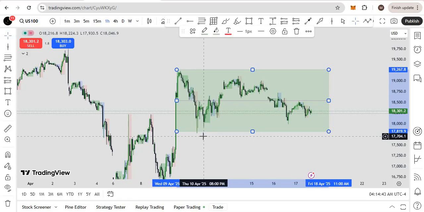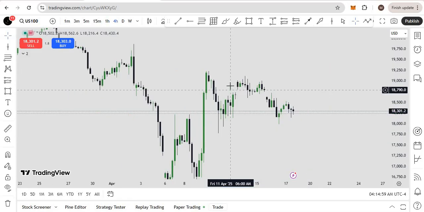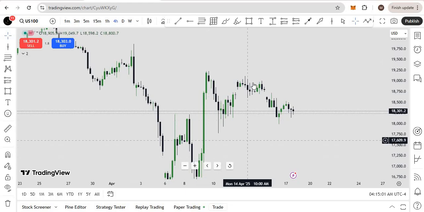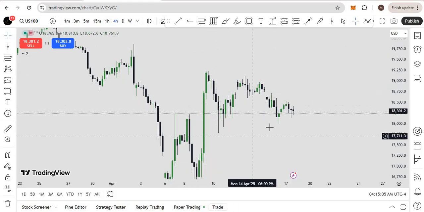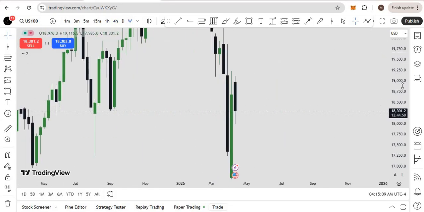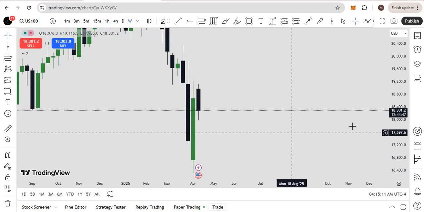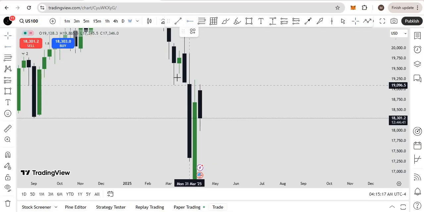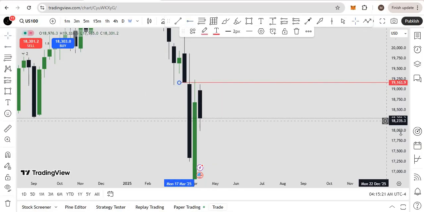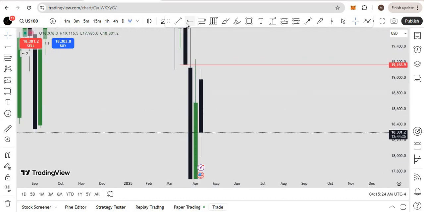So let's get started. I start basically from the higher time frame. I will go to the weekly and show you my perspective from the weekly. The first thing that comes into my mind is that we should have some sort of POI, the point of interest area.